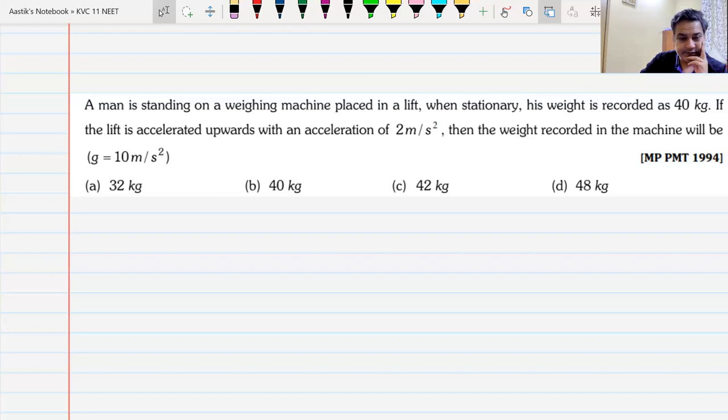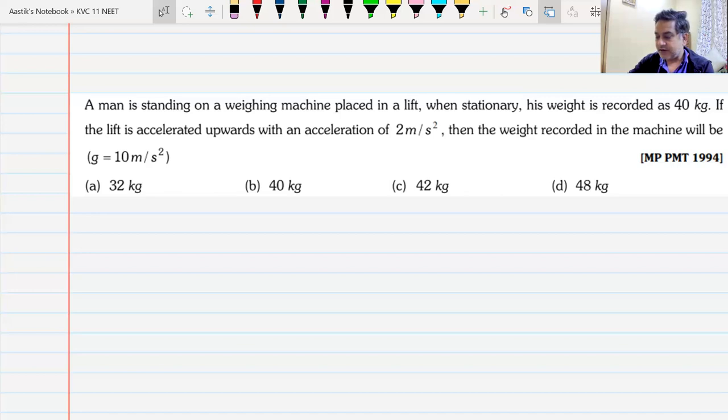Yes, what is the answer? M into G plus A. Option D, sir. Option D, 48 kg. Everyone got the same answer? Okay, so that is correct. How are you supposed to do this?